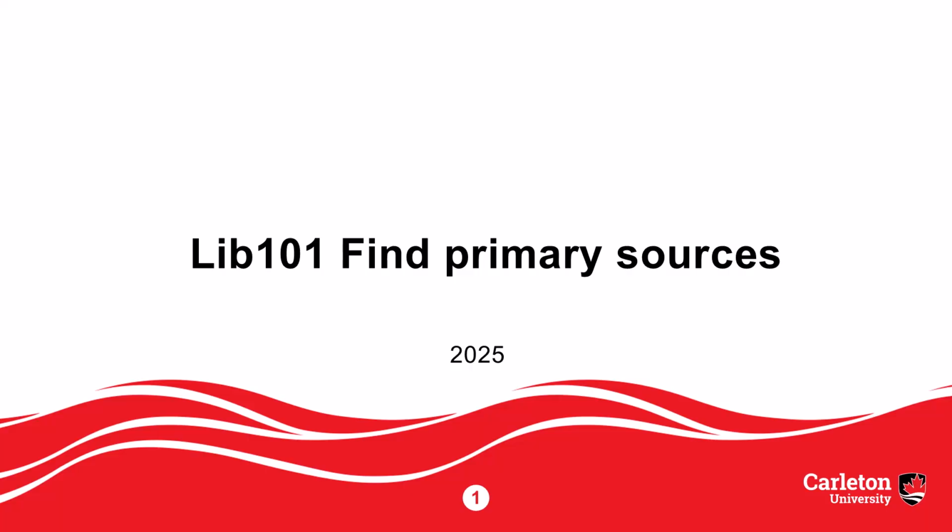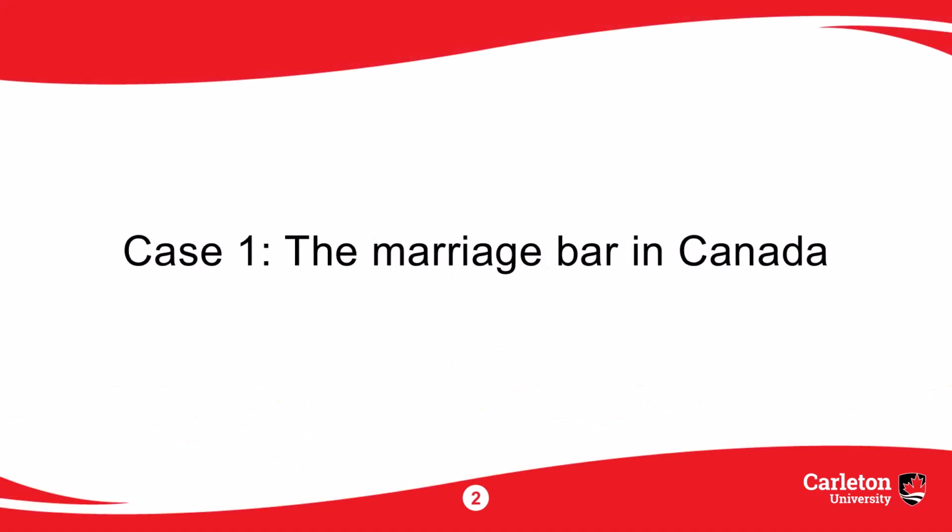Welcome to part 2 of this short two-part video series from the Carleton University Library. These videos introduce the first research case study in the Lib 101 series, Find Primary Sources. The featured case studies present strategies for finding primary sources related to a range of topics.